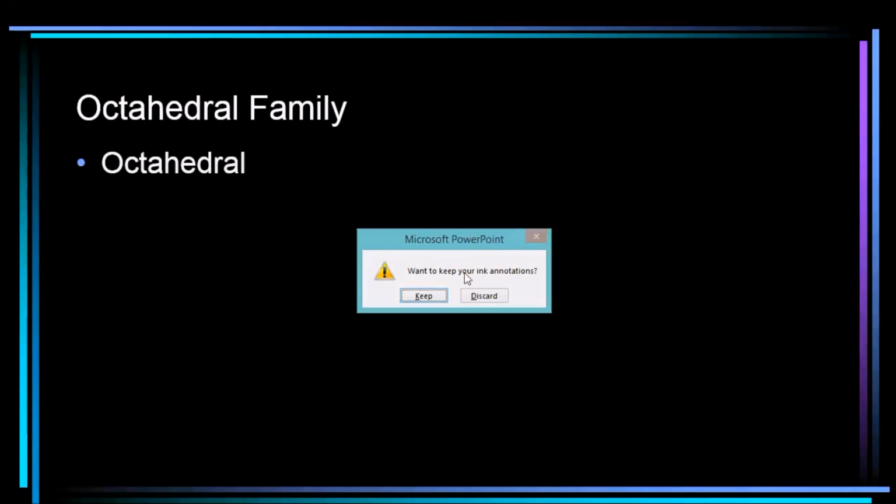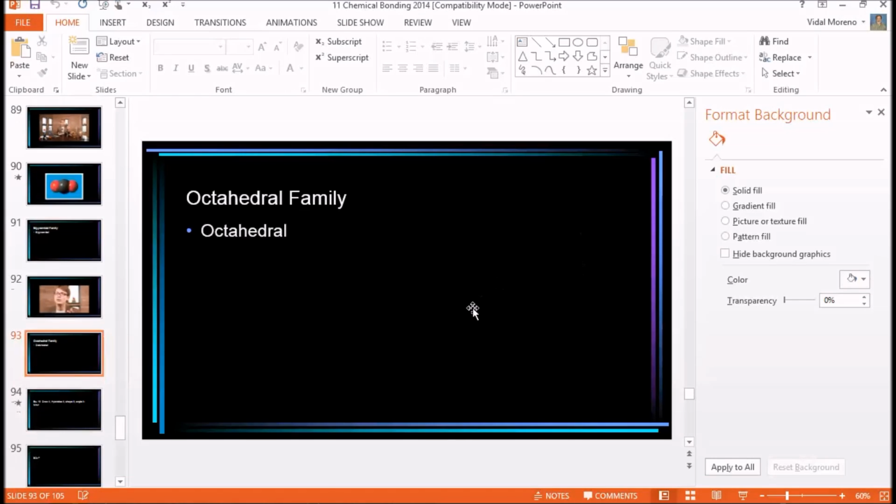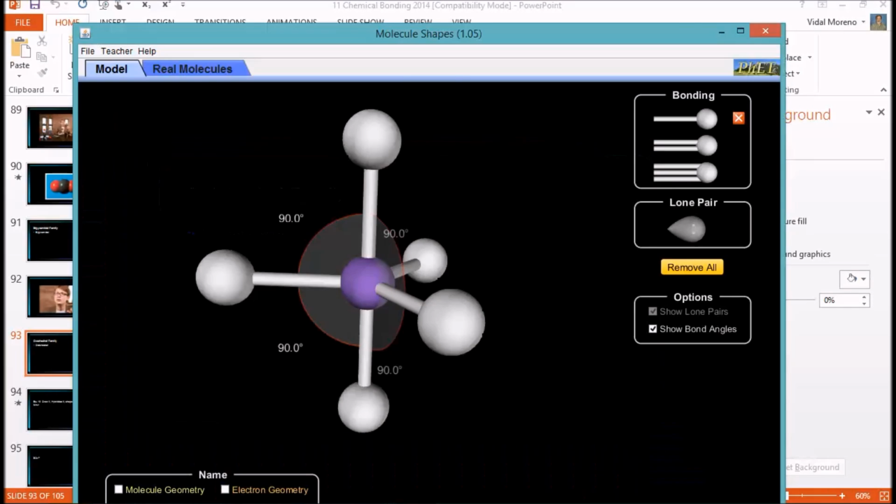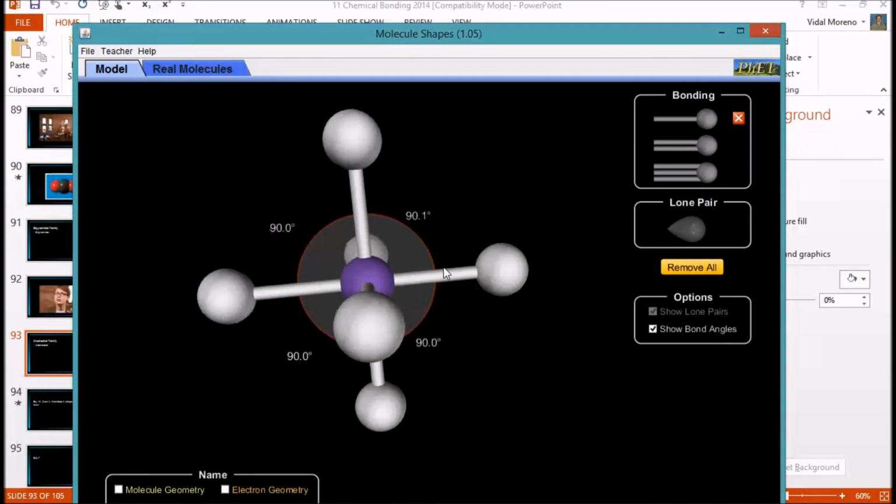All right. Octahedral. For those of you who've ever played Dungeons and Dragons, you'll be familiar with this. Probably most of you have not because it requires imagination. Look it up. That's probably a strange word for some of you. Using your imagination.